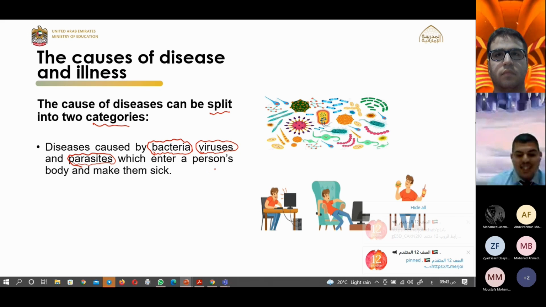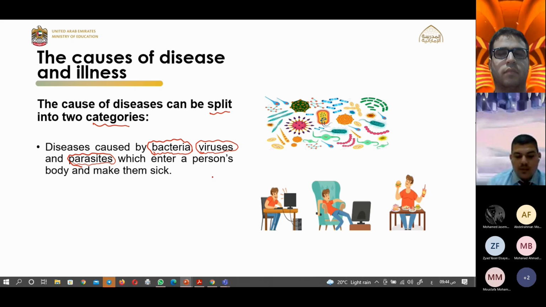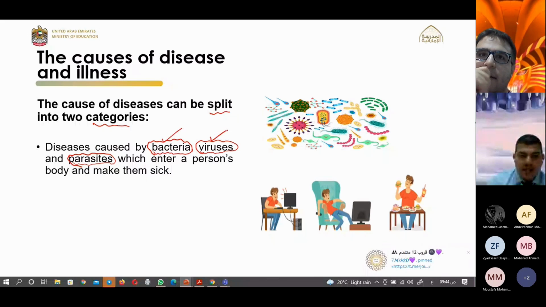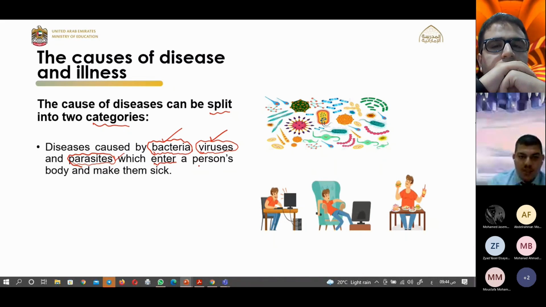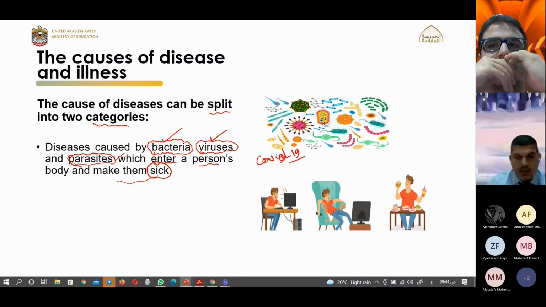Think about COVID-19. This is the most common disease nowadays, and how can it be caused by a virus called what? Coronavirus. So the first category, disease caused by what? Bacteria and viruses and parasites, which enter a person's body and make them sick. For example, think about COVID-19, caused by a virus called coronavirus.